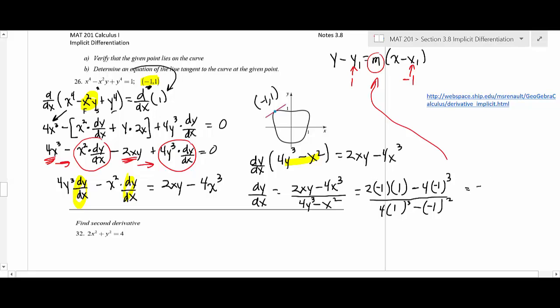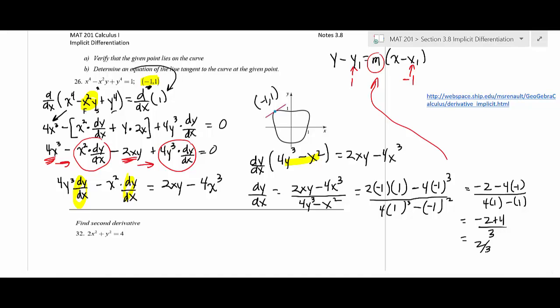So that is -2. This is going to be -4 times -1. And then the bottom is going to be 4 times 1 minus 1. Be careful with the squares and all that kind of stuff. So that looks like that's -2 plus 4 over 3. So that looks like that is 2/3 is what we end up getting on that then. Okay, then we're ready to plug in and get our final answer. Okay, everybody okay with that? Okay. All right.